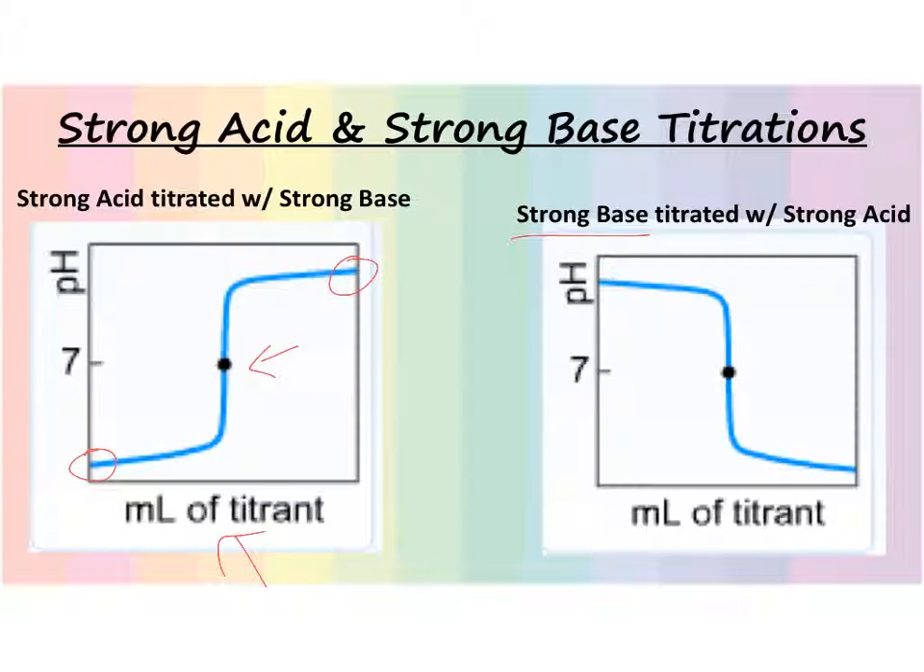Okay, but you can also do it in reverse. You can start with a strong base in your flask and titrate it with a strong acid. In this case, basically your titration curve just kind of does a little flip on you, right? So you start with a high pH, and then equivalence is still at 7, and then you end with a lower pH.